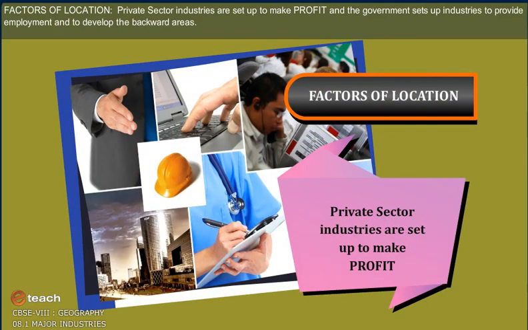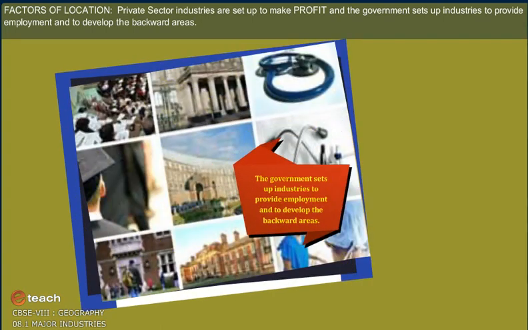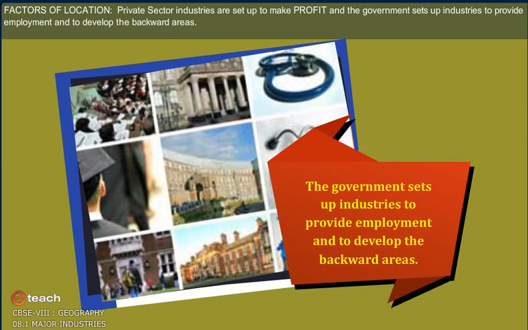Factors of location. Private sector industries are set up to make profit, and the government sets up industries to provide employment and to develop the backward areas.